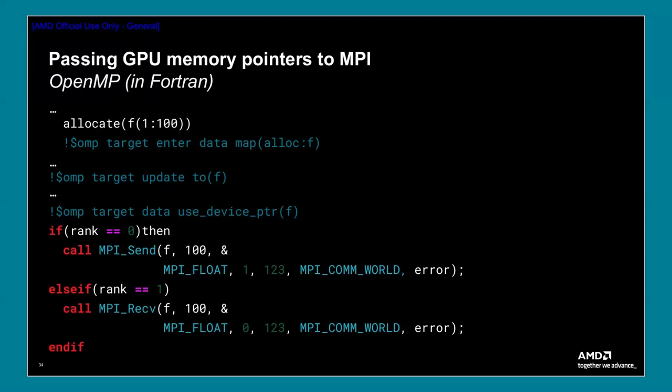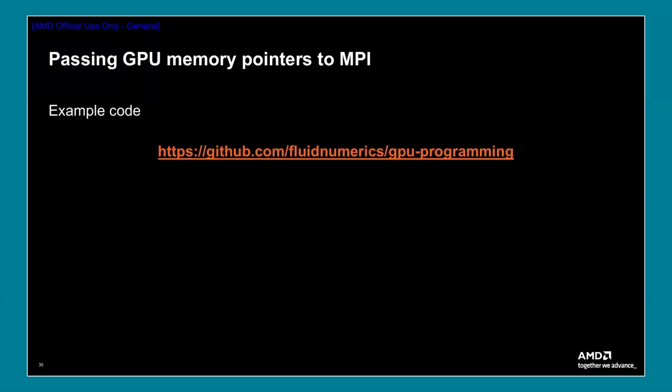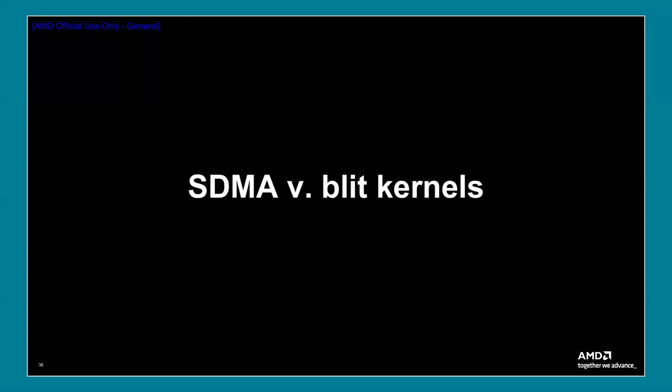So this is honestly a very elegant solution, and if you're a fan of directive-based programming, this is quite easy to do. Not a whole lot of work needs to go into it if you don't already have GPU-aware MPI in your OpenMP accelerated application. Again, all those example codes, these little simple examples, I've expanded them out quite a bit on that GitHub repository. Again, you can find it on our Fluid Numerics organization on GitHub at the GPU programming repository.